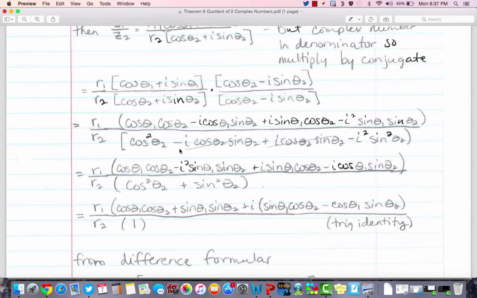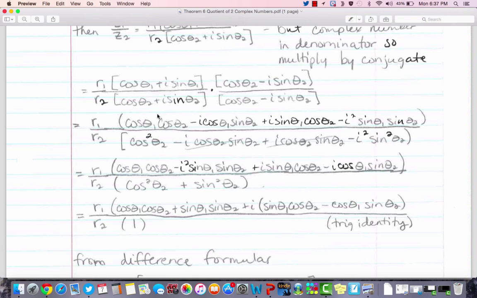Foiling both the numerator and the denominator out, you see that you get cosine theta 1 times cosine theta 2, minus cosine theta 1 times i sine theta 2, plus i sine theta 1 times the cosine of theta 2, minus, because we have a plus times a minus, i squared, i times i, sine theta 1 times sine theta 2. That's the numerator.